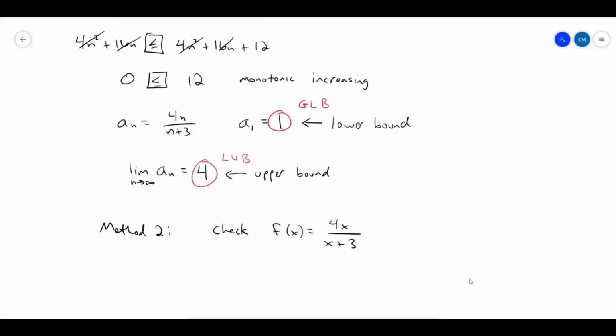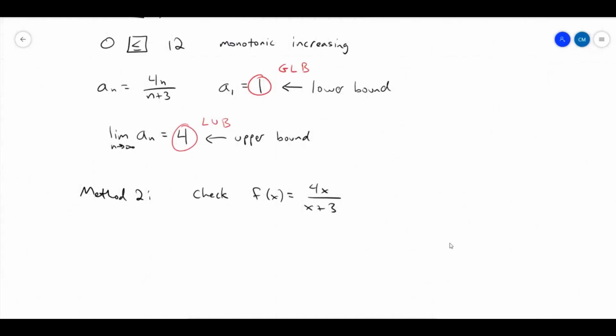And if you remember from your Cal 1, the way that you do that is by taking the derivative. So you would take the derivative of the function, low d high, so let's see, x plus 3, derivative of the top is 4, minus high d low, so just 4x there, over low squared, right? And so that gives us 4x minus 4x, it's going to just be 12 over x plus 3 squared.